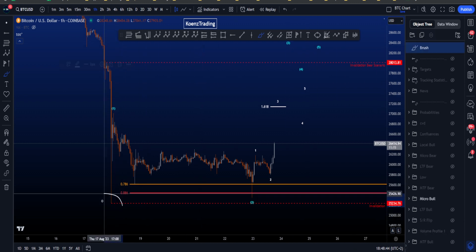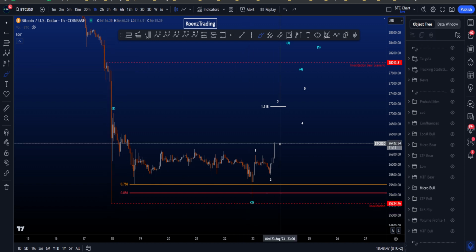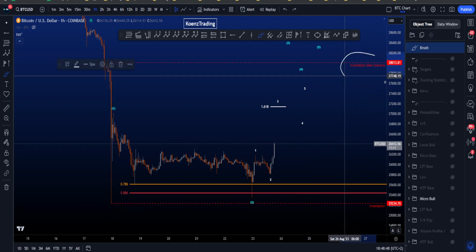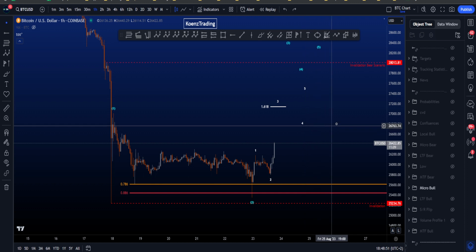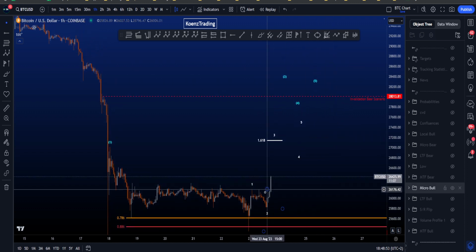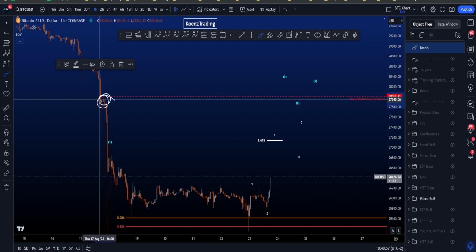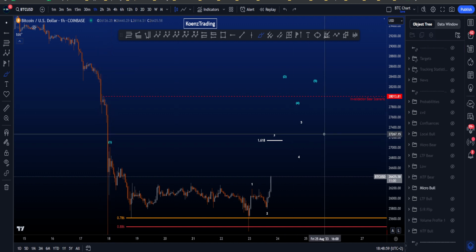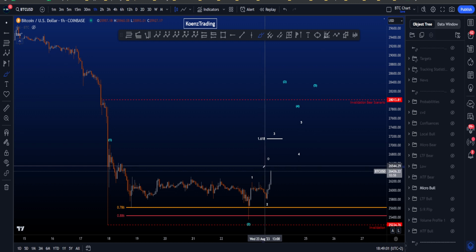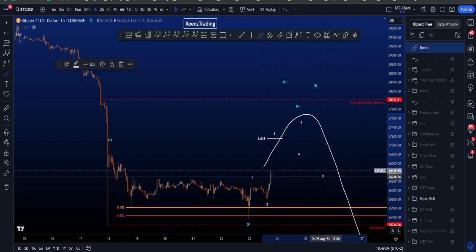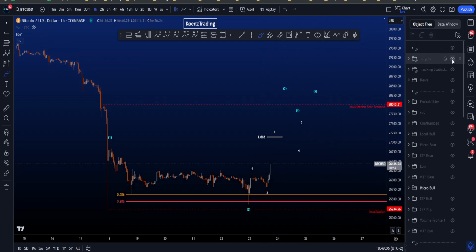The invalidation of this scenario is, of course, price taking this low. However, you can also see that I have an invalidation at the highs, because if we are looking for a bullish scenario and continuation, we really want price to reach these little candles over here on the 1 hour at about 28k, as that would invalidate a potential wave 4 and then a wave 5 to the downside in the bearish scenario.